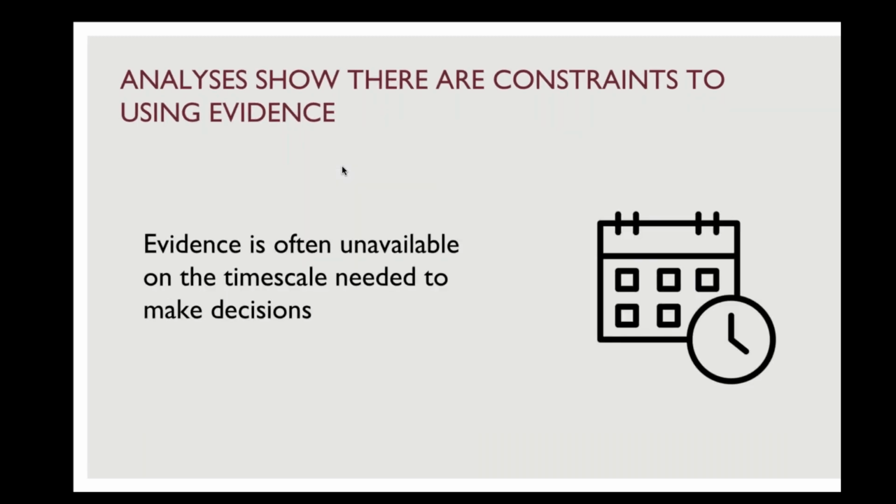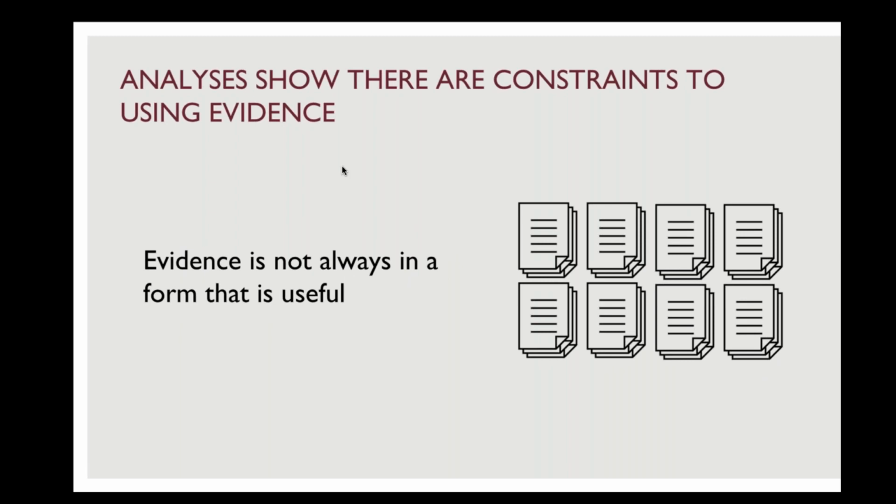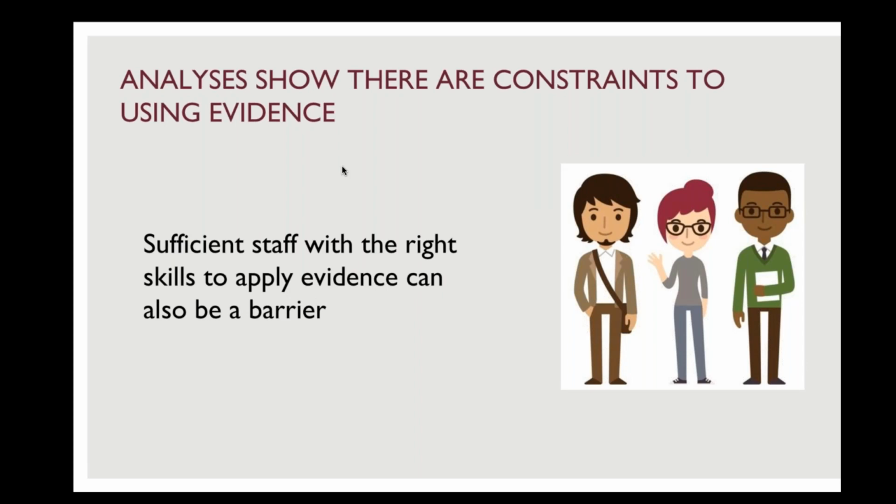So one of the main findings was that evidence is often unavailable on the timescale needed to make decisions. So due to programming pressures, we may not have time to wait for a comprehensive systematic review to inform a decision, for example. Next, evidence does not always come in a form that is useful. Sifting through piles of documents and scientific papers and then translating the findings into your program context is not always possible for busy staff. And finally, our analyses showed that there are sometimes not enough staff with the right knowledge, skills, and abilities to apply evidence to our work. We rarely have staff entirely dedicated to this, but rather it's an extra task on top of an already packed portfolio.